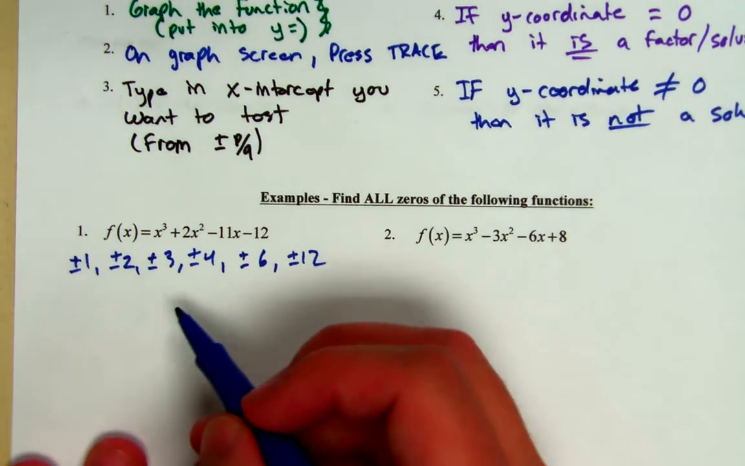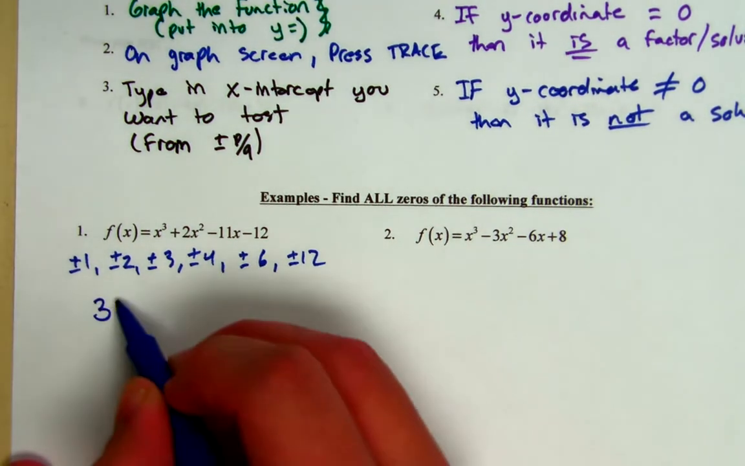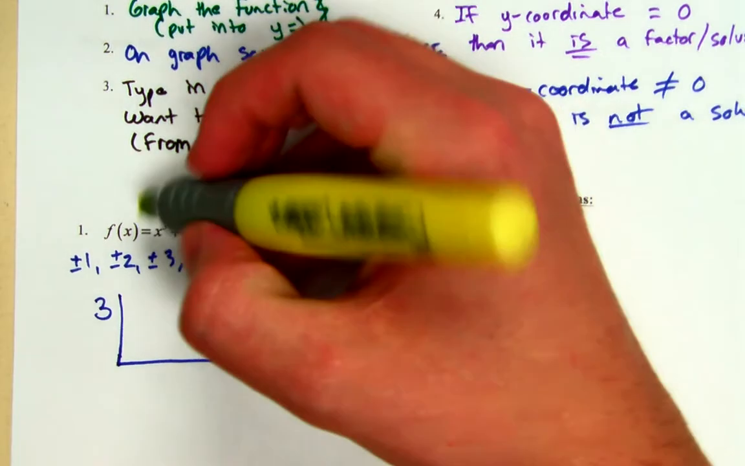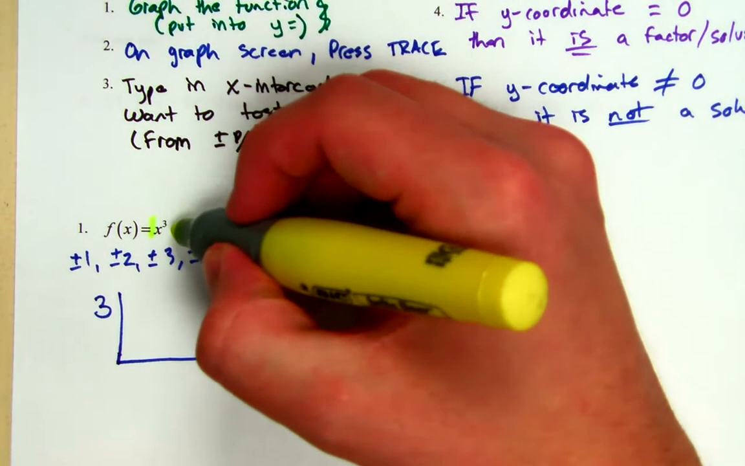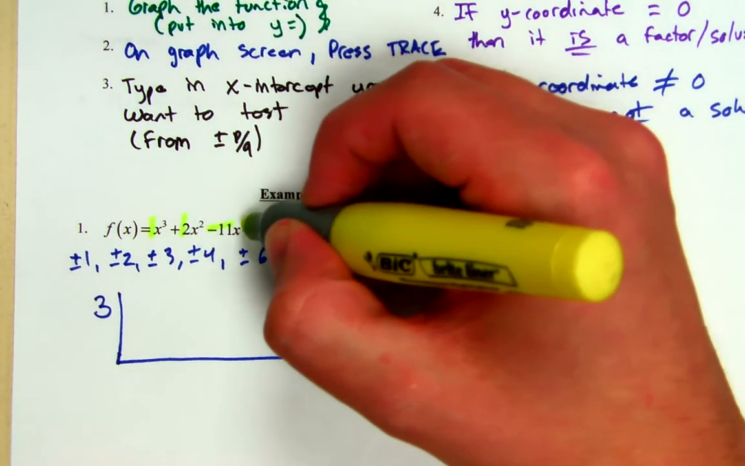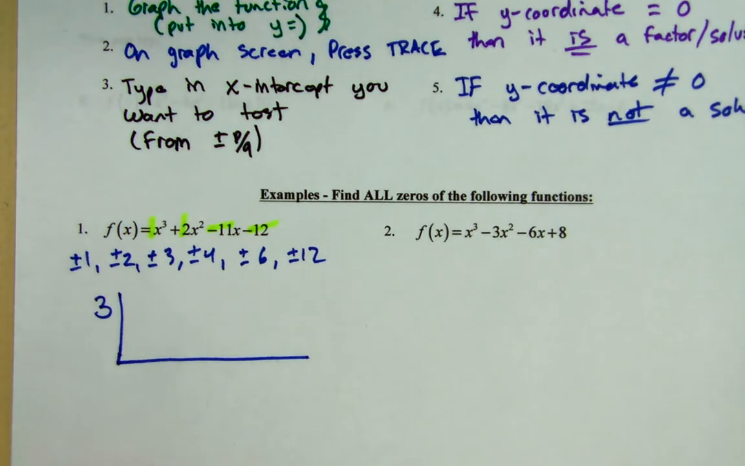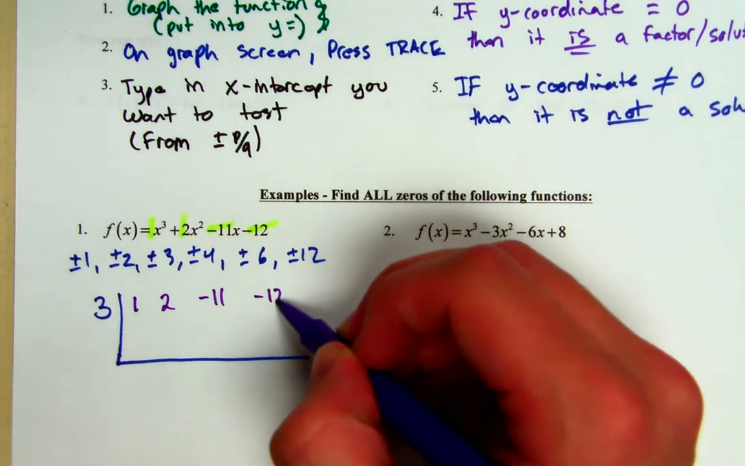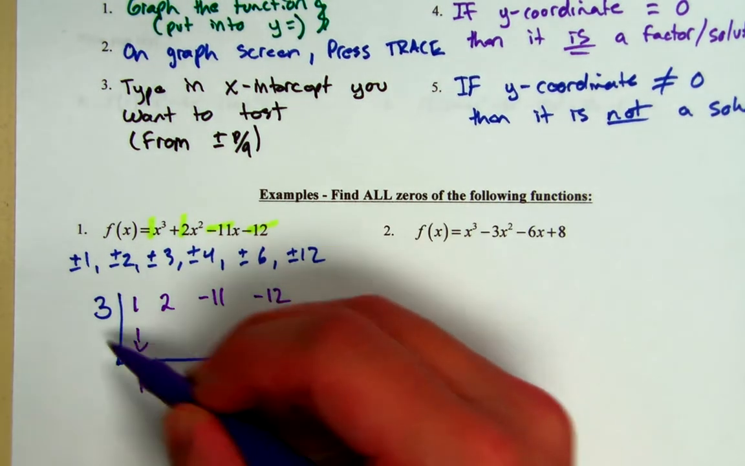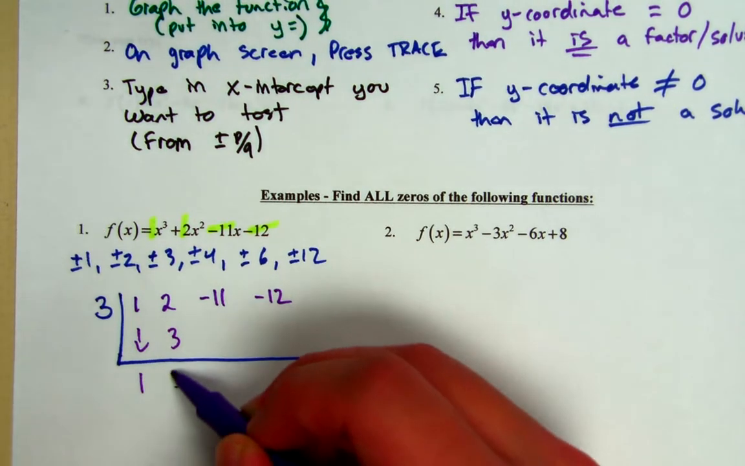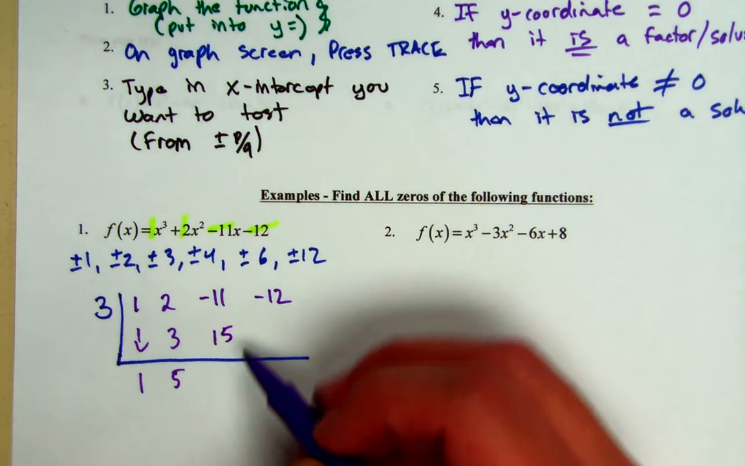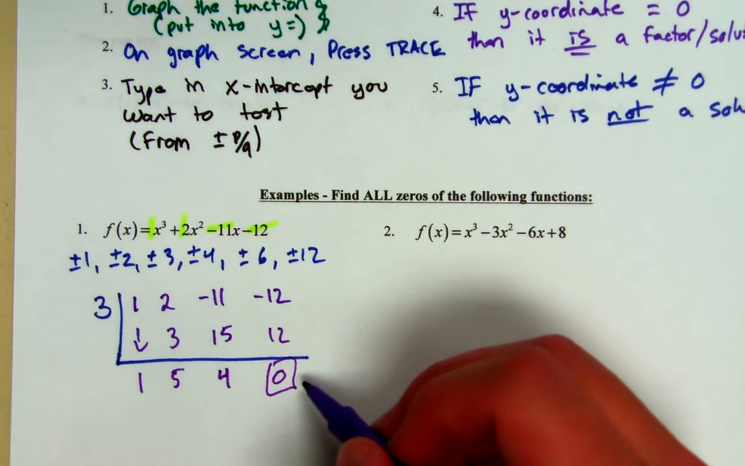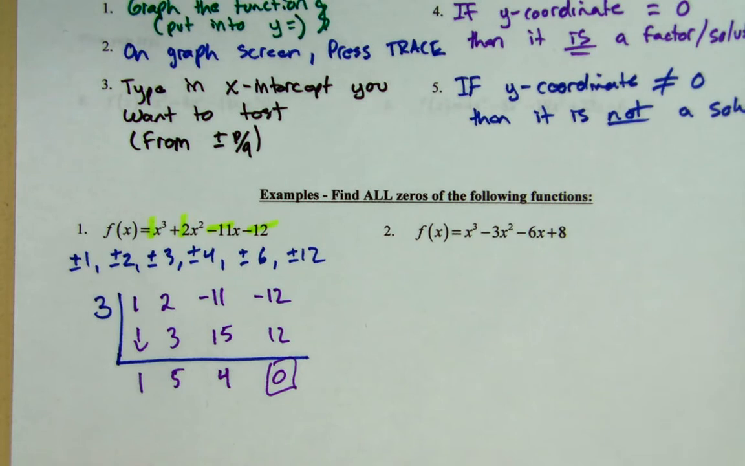So 3 was a solution I found on my calculator. I found 3, and now I'm going to synthetically divide. Again, look at your coefficients: 1, 2, -11, -12. Bring down the 1, that's 3, 5, 15, and 4, and 12. Again, this should be a remainder of 0 because it should be a factor.